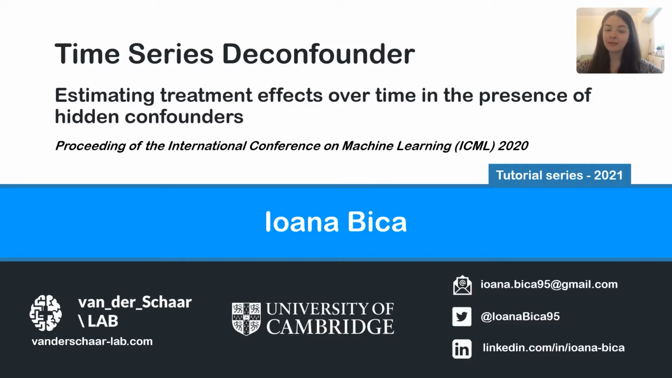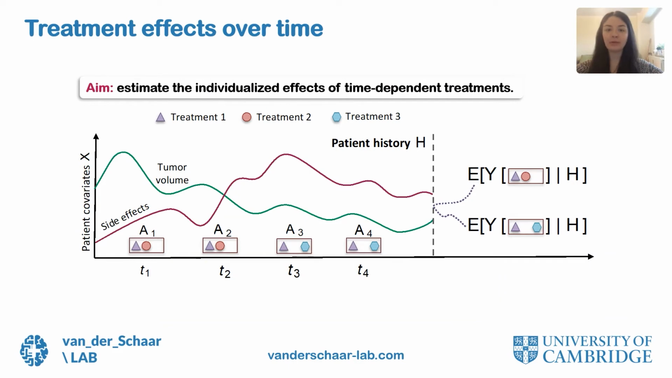In this tutorial, I'll present our work on the time series deconfounder, a method that can be used for estimating treatment effects over time in the presence of hidden confounders. The aim of this work is to be able to obtain unbiased estimates of the causal effects of treatment over time, and we consider in particular the setting when multiple different treatments can be assigned at each time step.